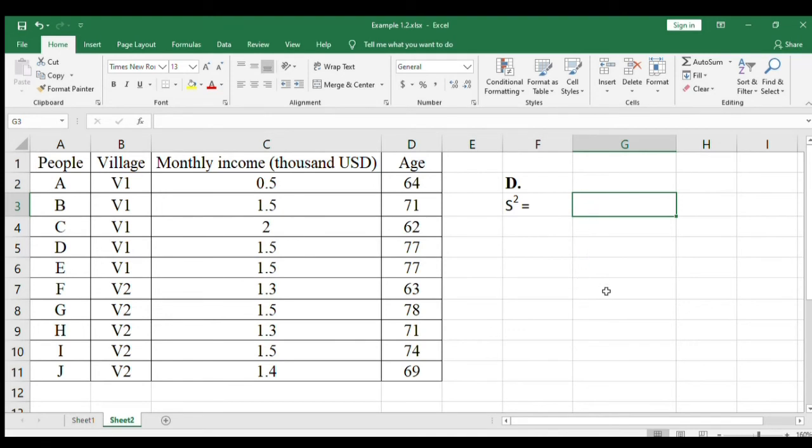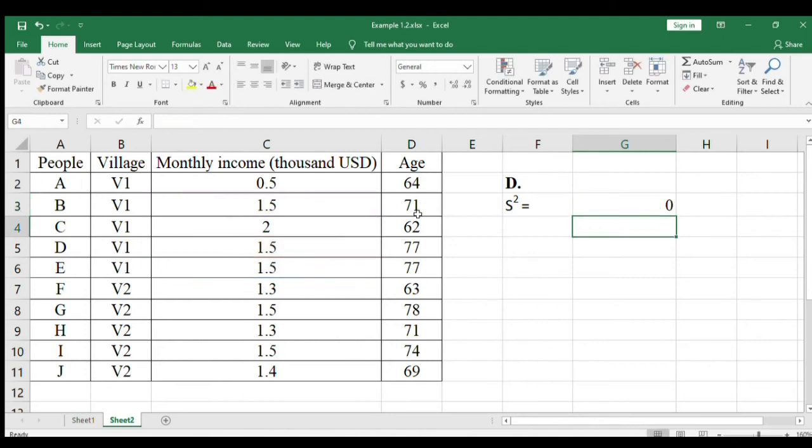We use the function var.s to calculate the sample variance, and we choose the incomes of the 3 oldest people in village V1. So we can look at the age of each person. Person E is 77 years old, so we choose the income of person E, and we choose the income of person D also because person D is also 77 years old, and we choose the income of person B because he or she is 71 years old.